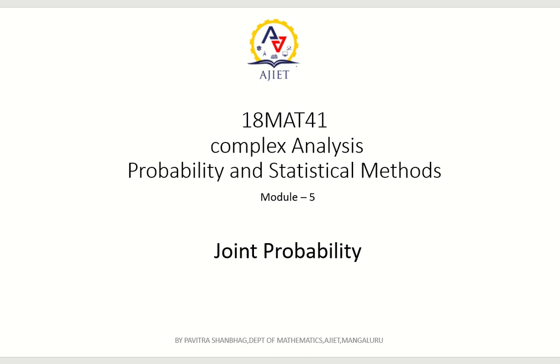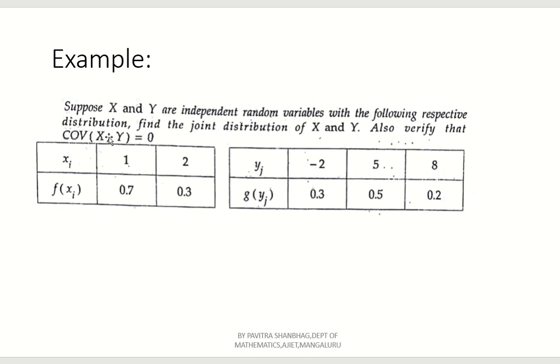Now here, the first problem. Suppose x and y are independent random variables with the following respective distributions. They have already given the marginal distributions. Find the joint distribution of capital X and Y. Also verify that covariance of XY equals 0.